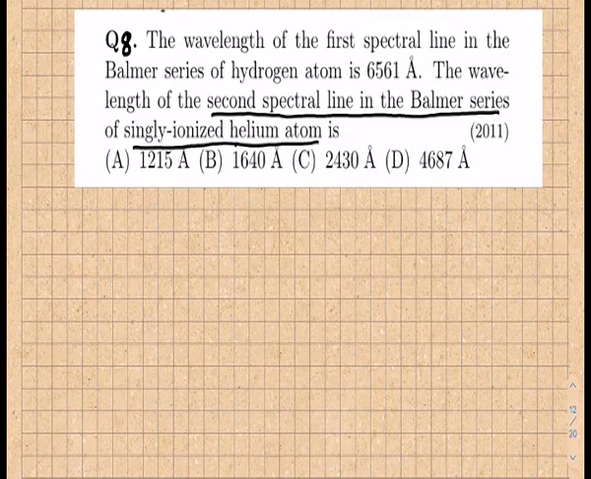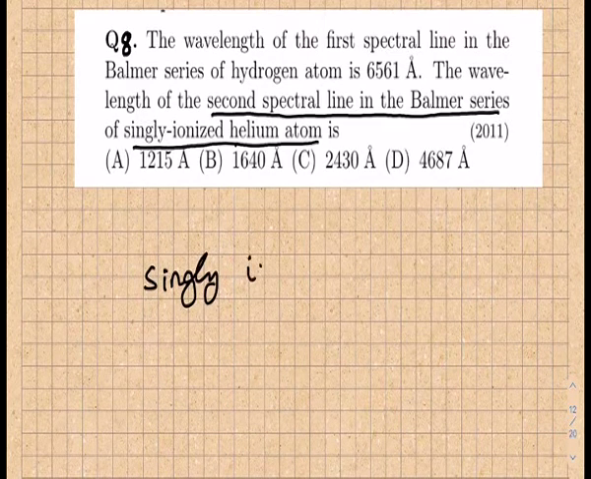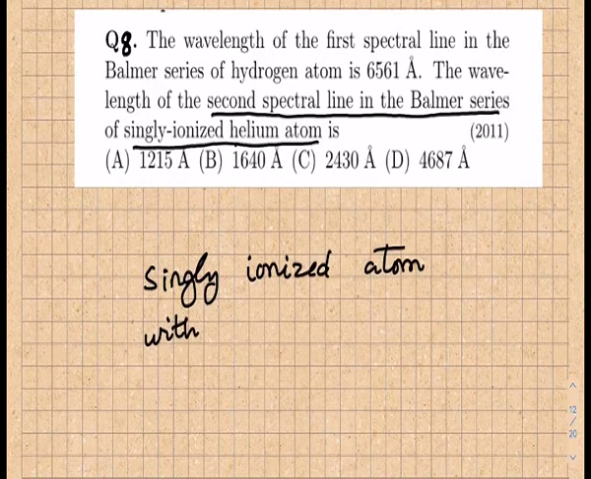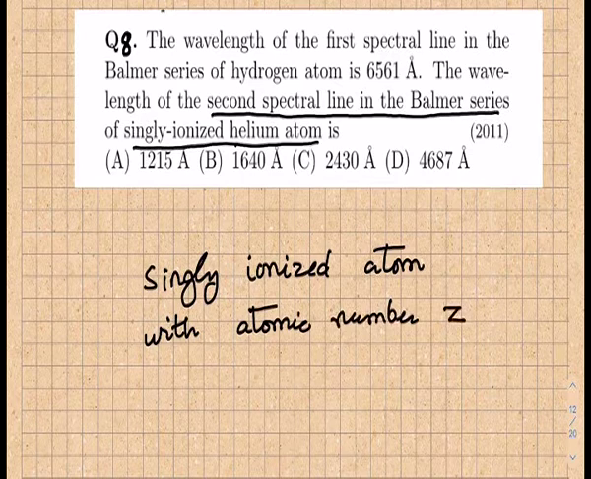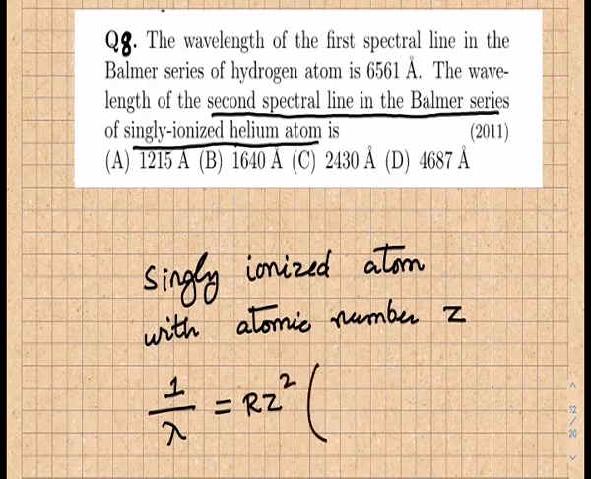Before we do it, let me remind you what the Balmer series is. You know the wavelength of the spectral line when an electron in a singly ionized atom with atomic number Z makes a transition from, say, M to N. I think all of you know this formula, let me first write it: R Z square into 1 by N square minus 1 by M square.